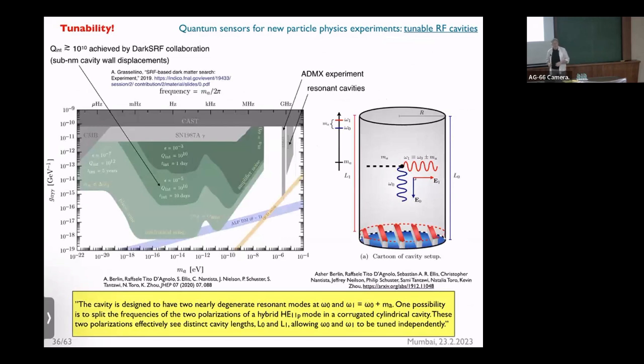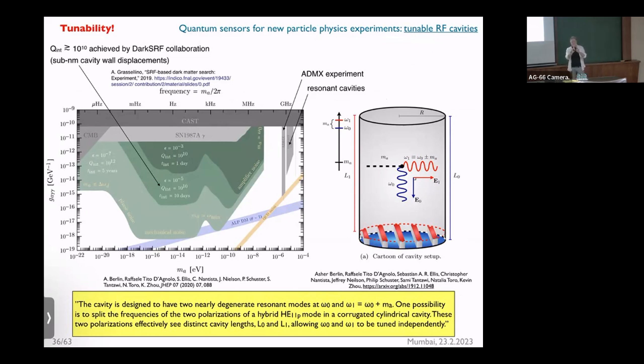Now, the way that they propose to do this is by building a cavity. You have one mode here, one mode here. The difference between these two modes is the axion mass that you're trying to probe. And you're changing the resonant frequency of this cavity by changing the geometry at the bottom of the cavity. So you're changing the size in a way. This is a little bit what's done also at higher masses, but here you really need to do very, very fine tuning, and you need to be able to separate the two modes.